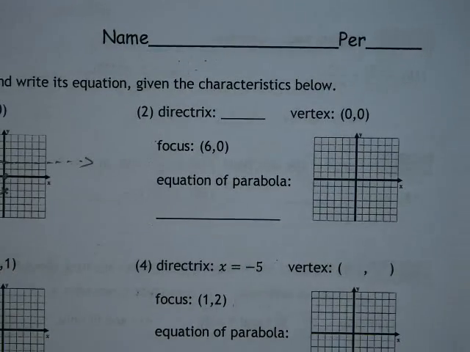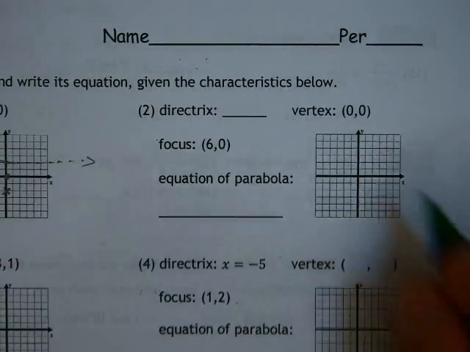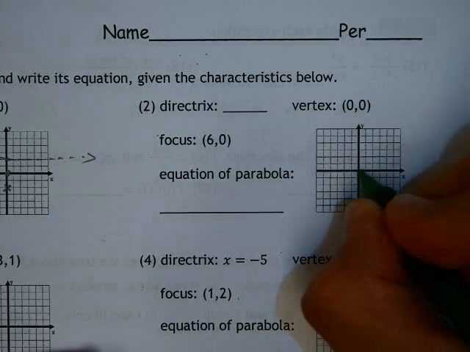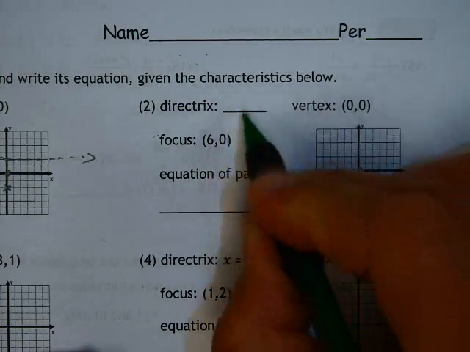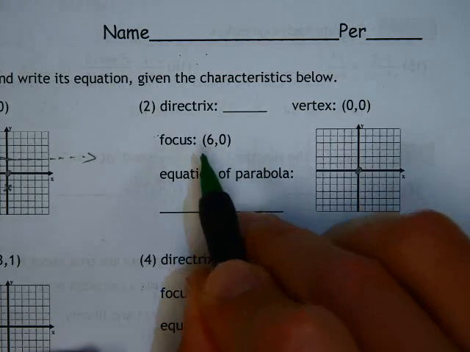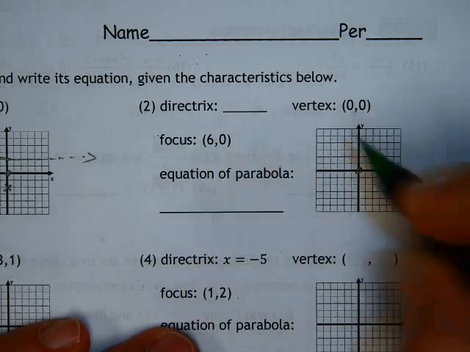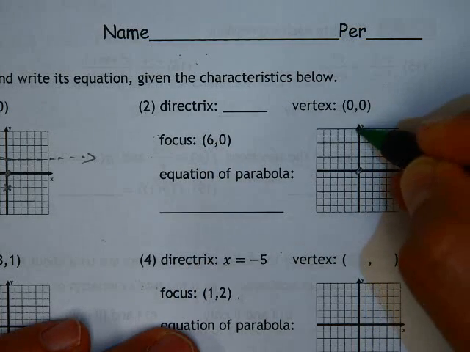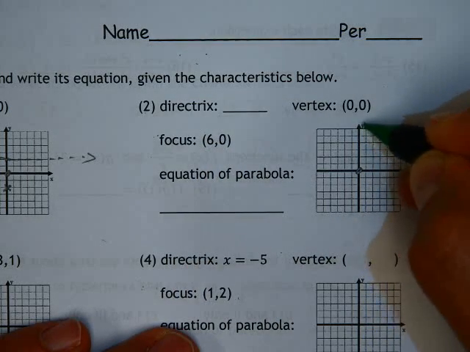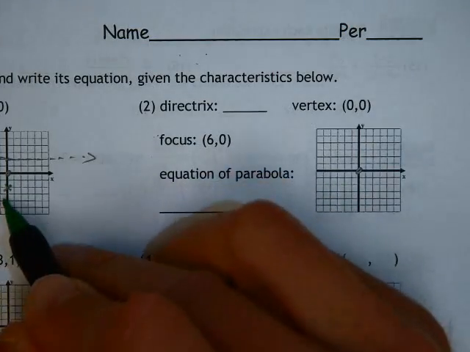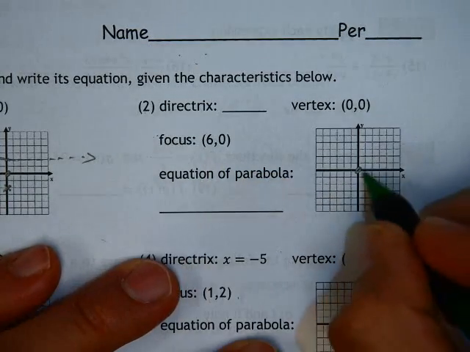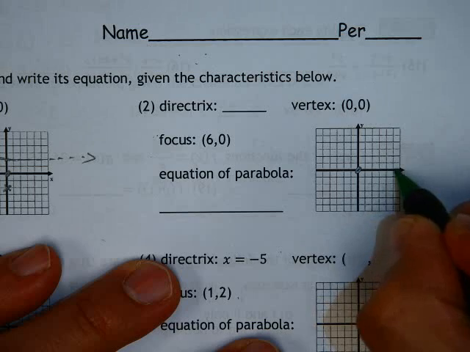I want to show you this because this is new and different and very exciting. We have a vertex at 0, 0, and instead of a directrix, we have a focus. Now don't jump to any conclusions here because the focus at (6, 0) will have a tendency to want to go up, because that's kind of the way we've done it. It's the way we did it over here. But (6, 0) is actually over to the right. 1, 2, 3, 4, 5, 6.